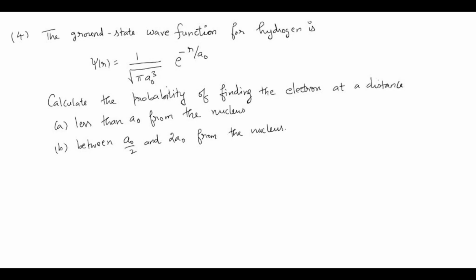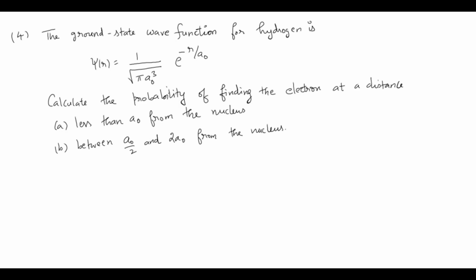Hello everyone. So now we can solve another problem. The ground state wave function for hydrogen is given. Calculate the probability of finding the electron at a distance less than a naught from the nucleus. The second one is between a naught by 2 and 2 a naught from the nucleus.